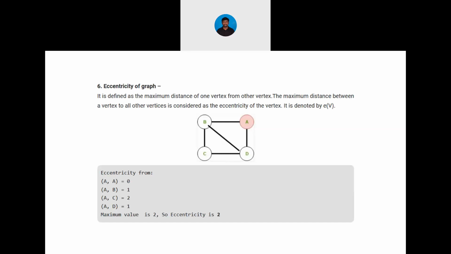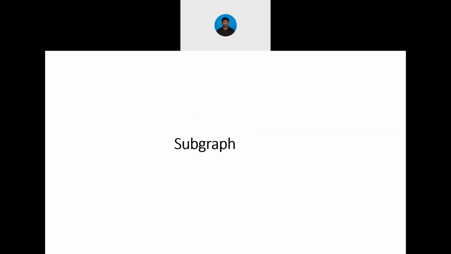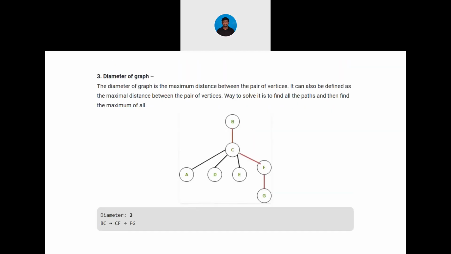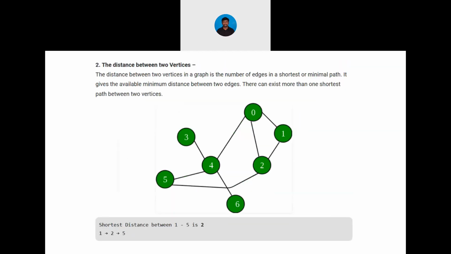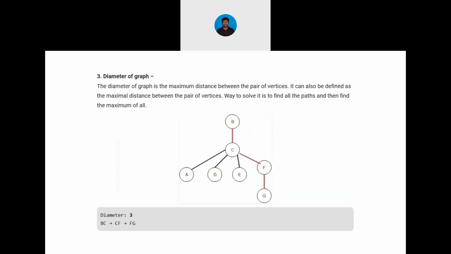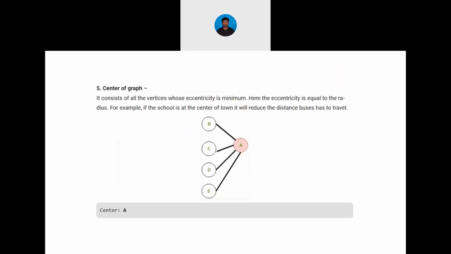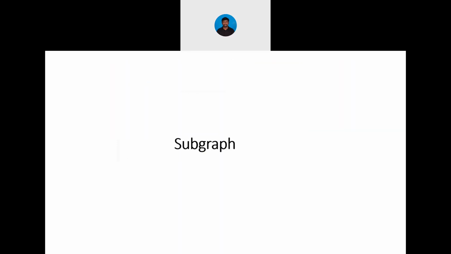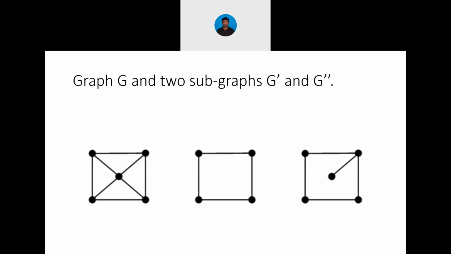We have to find the distance. If I want to find the eccentricity of a particular vertex, then I have to find the distance from that vertex to all other vertices, and I have to find the maximum value. So this is the eccentricity of a graph. Right? Let us enter into the subgraph. Keep in mind the definitions we have seen so far: length, distance, right? Diameter of the graph, radius of the graph, center of the graph, eccentricity of the graph, right? These are the definitions and terminologies we have seen, and how to calculate them, right? And then the next one is subgraph.